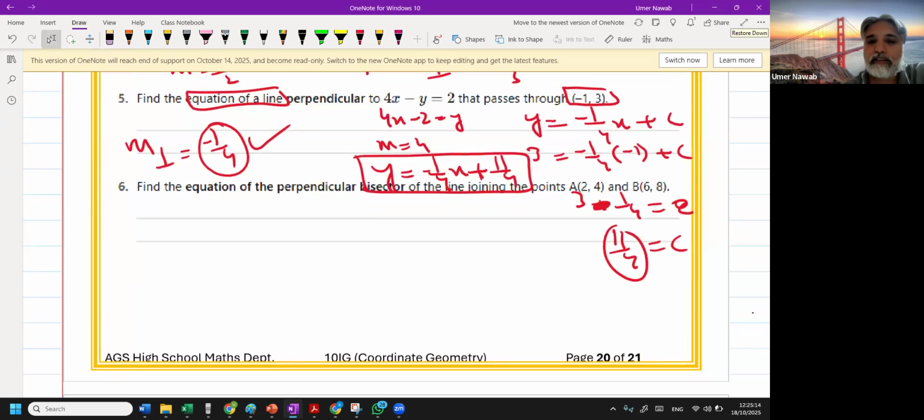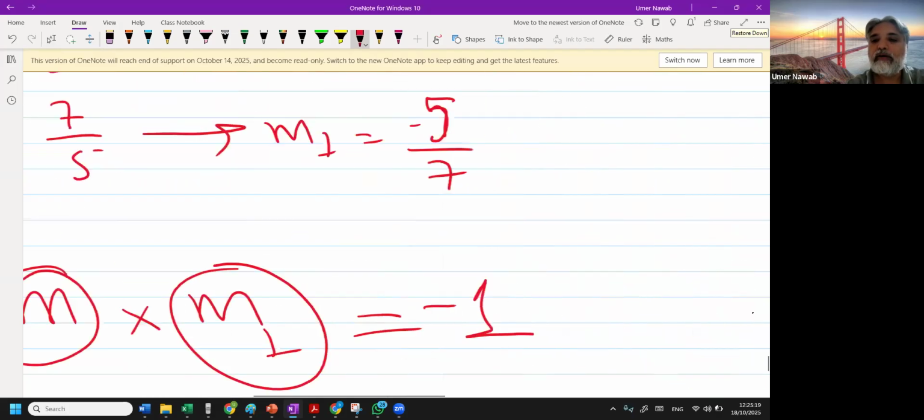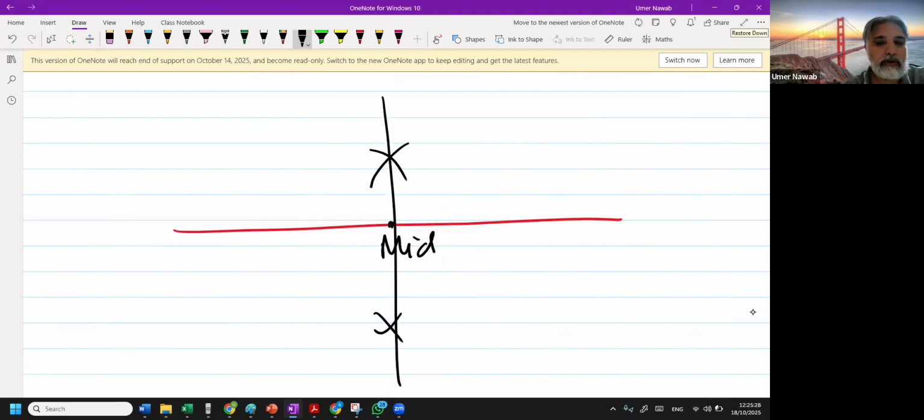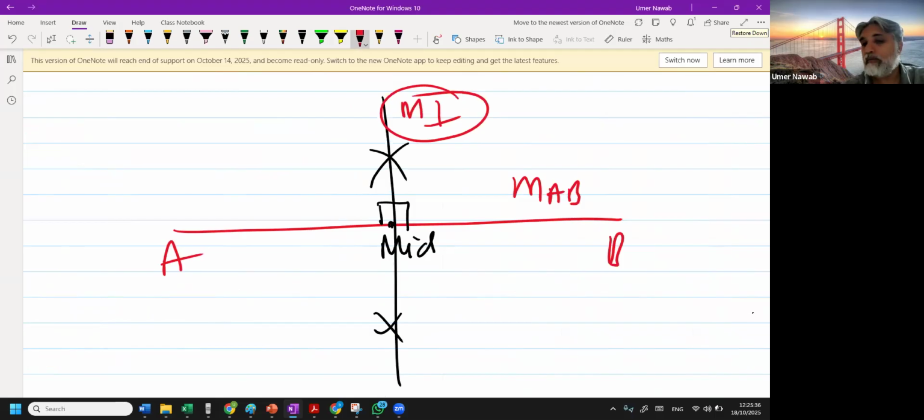Final thing, question number 6. He said, can you find the equation of a perpendicular bisector? This is very interesting. A perpendicular bisector is a line which is passing through the midpoint, and that is perpendicular. If I give you A point and B point, you need to find the gradient of AB, and then you need to find the gradient of a perpendicular line.